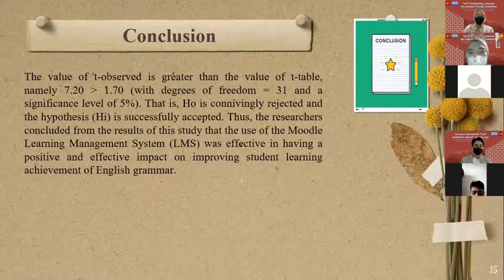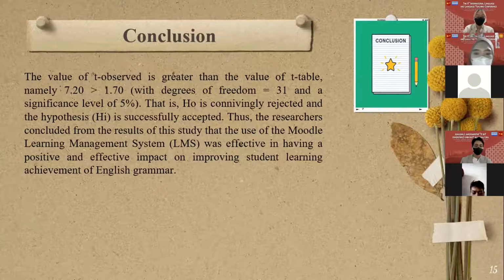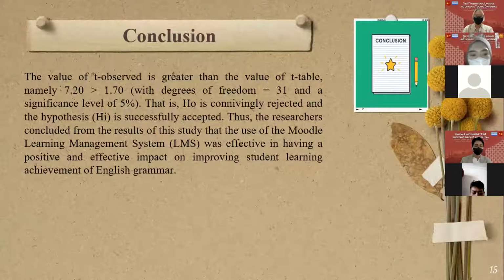The value of the T observed is greater than the value of the table, which is for 32 students, and so the null hypothesis is rejected and the hypothesis is accepted. Thus, the research concludes from the result of this study that the use of the model learning management system was effective, having a positive and effective impact in improving student learning achievement of English grammar.